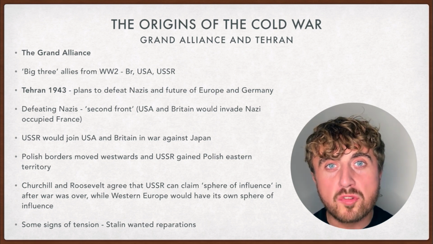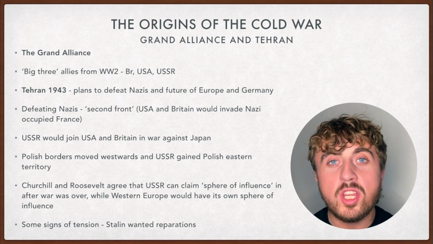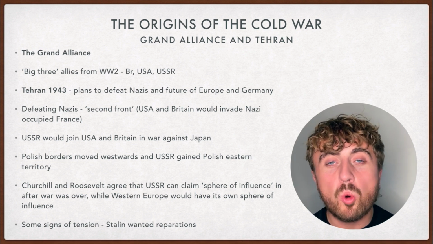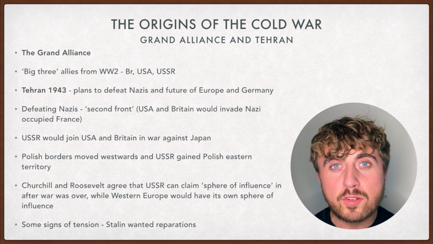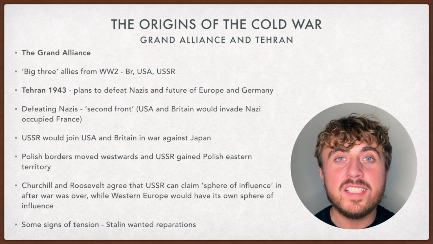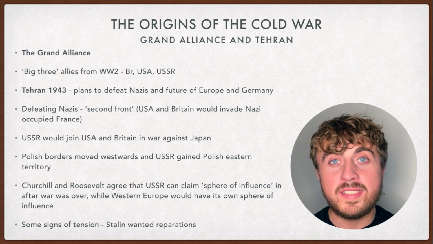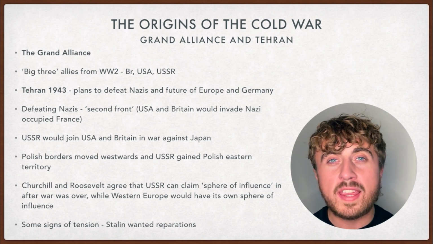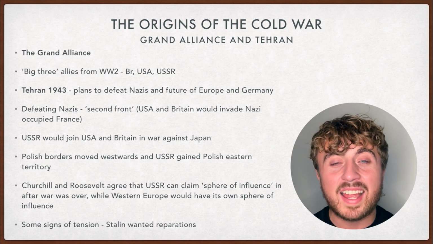It was also agreed that once the Nazis were defeated, the USSR would join the USA and Britain in their war against Japan, one of the Axis powers. Another agreement at Tehran to note was that Poland's borders were moved westwards and the USSR gained some new territory in the east. And at this conference we see the birth of this idea of a sphere of influence, not just for the USSR, but for both West and East.